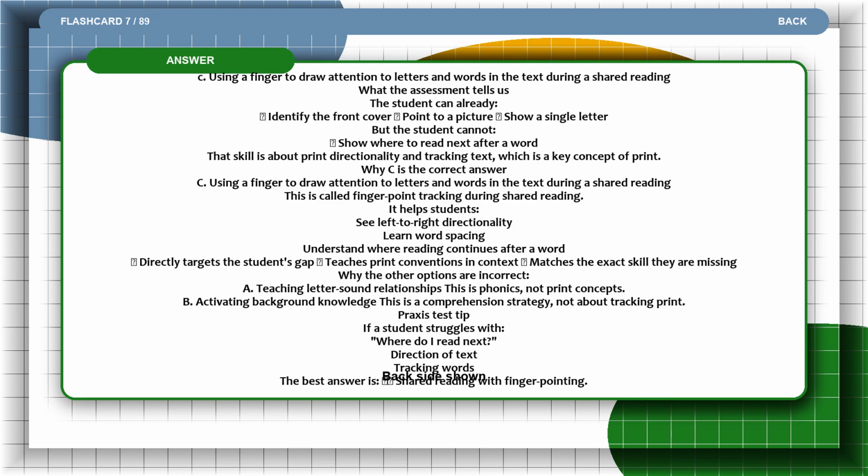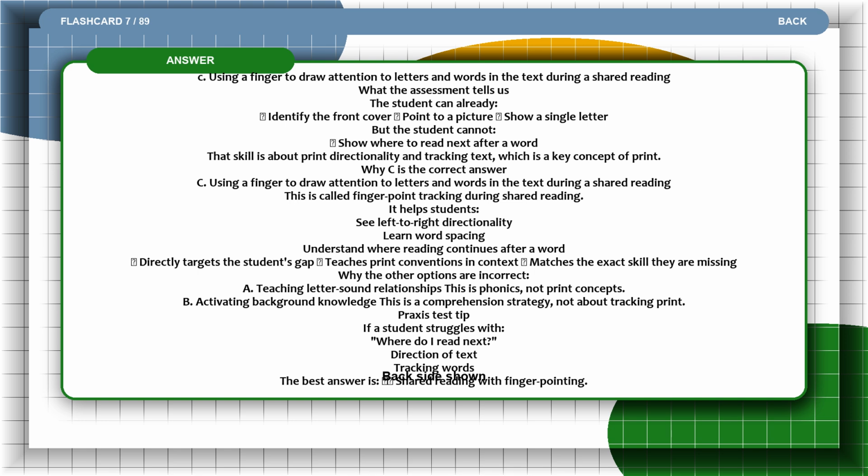The answer is C. Using a finger to draw attention to letters and words in the text during a shared reading. What the assessment tells us: the student can already identify the front cover, point to a picture, and show a single letter, but the student cannot show where to read next after a word. This skill is about print directionality and tracking text, which is a key concept of print.